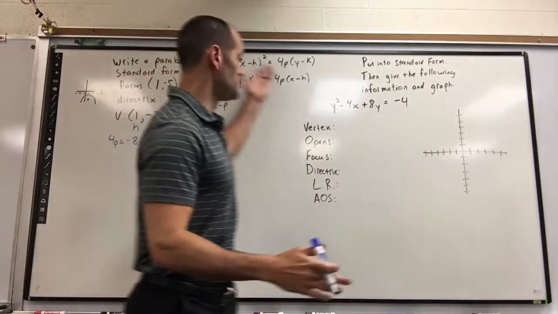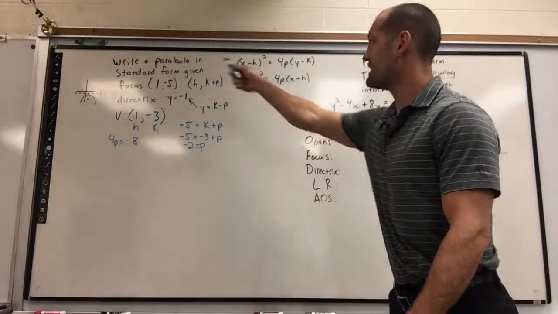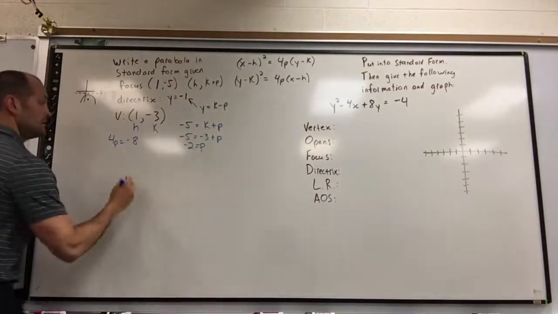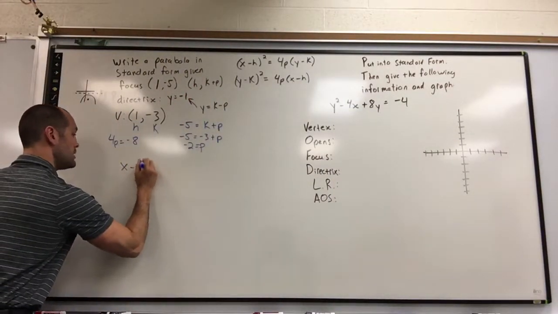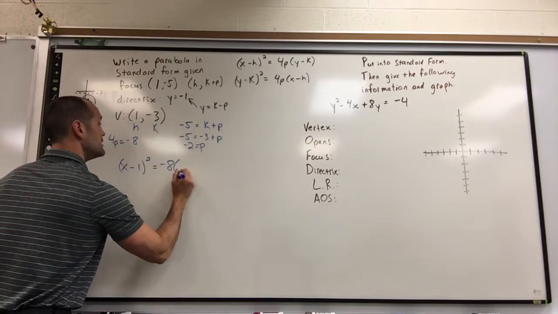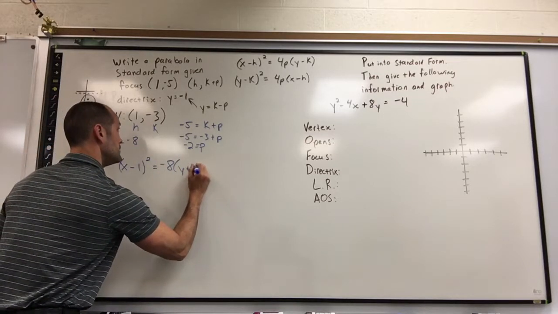Okay? Now it's game time. I have everything I need to plug in my final equation. So my final equation, my answer to this problem, would be x minus 1 quantity squared equals -8 times y plus 3.